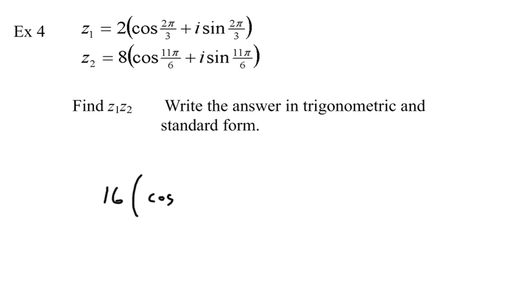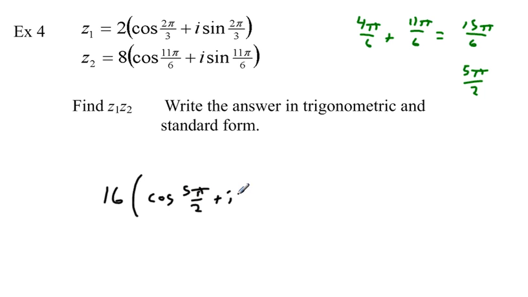So to add these, I'm just going to go over here, do some work. I'm going to get some common denominators. 4 pi over 6 plus 11 pi over 6. That gives me 15 pi over 6, which if I simplify, divide both by 3, I get 5 pi over 2. Okay, so 16 times the cosine of 5 pi over 2 plus i times the sine of 5 pi over 2. There's your entire answer. We're totally done. Hey, that's not so bad, is it?